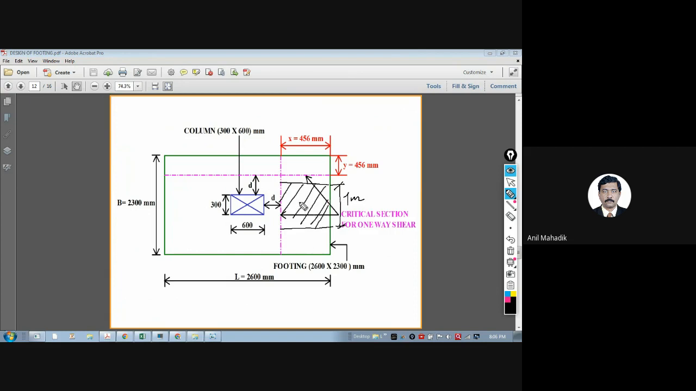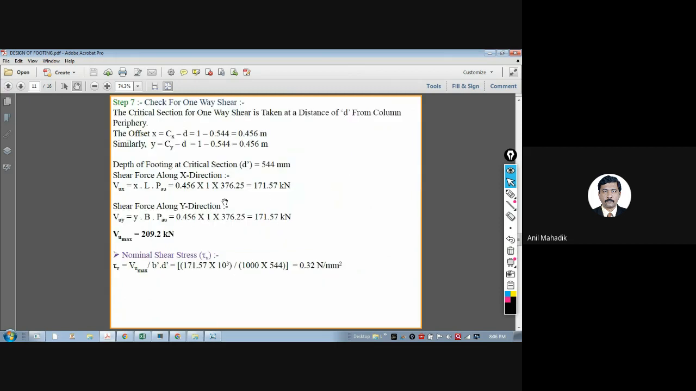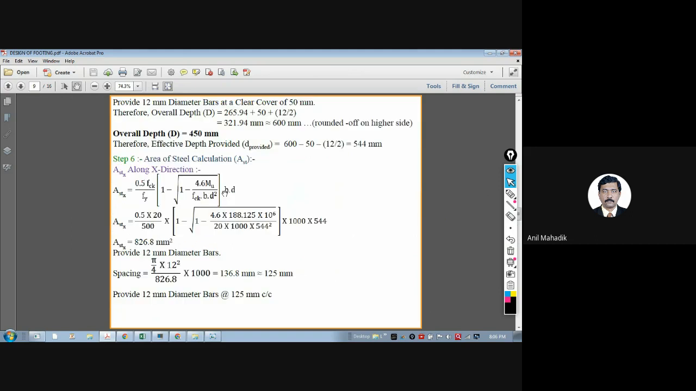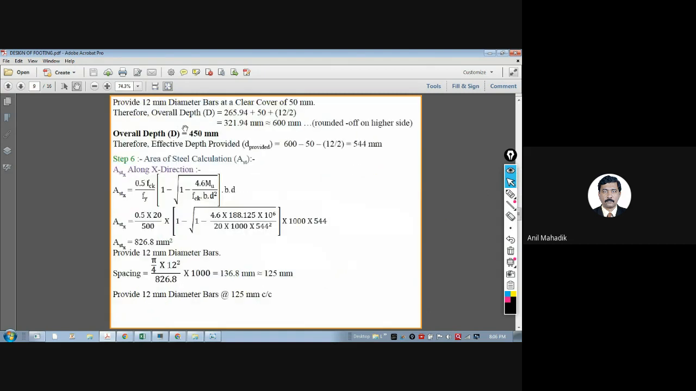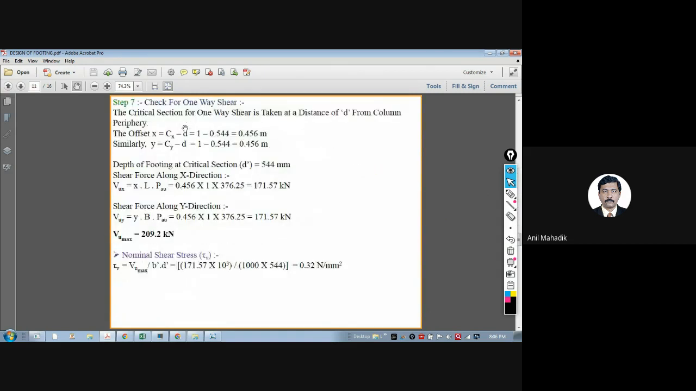So what will be the shear force? This X into this 1 meter into upward pressure. So this X into L, that is 1 meter, into upward pressure, which is 376. Upward pressure we have already calculated. PAU was 376, right? I'll show it again. This is 1.5 into load on the column divided by area. So we can calculate the shear.